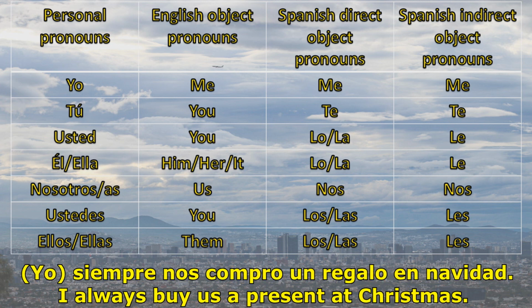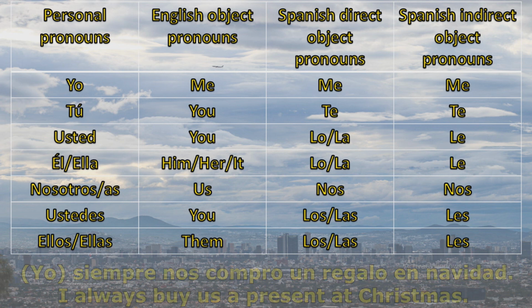Or I can say, yo siempre nos compro un regalo en Navidad. In this case, to whom is the present? For us. For us. So I put myself in this row. So I have nosotros or nosotras, and I have us in English. So I choose the indirect object pronoun nos. As simple as that, okay? So, yo siempre nos compro un regalo en Navidad. I always buy us a present at Christmas.